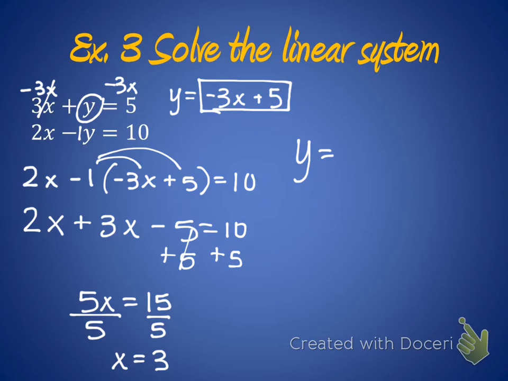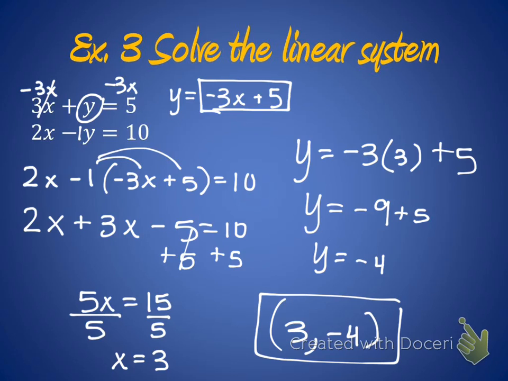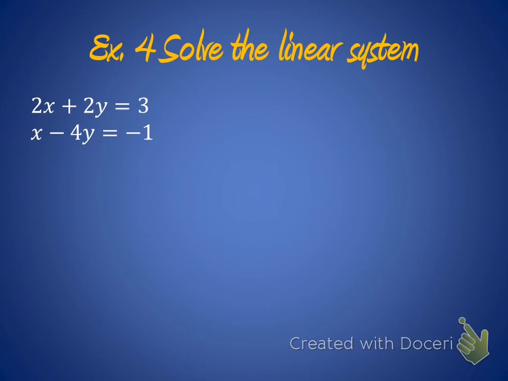y equals negative 3 times 3 plus 5. All I need to do now that I know what x equals is plug it in. y equals negative 9 plus 5. y equals what? Negative 4. So my answer is 3, negative 4. Okay? Okay, let's do the next example.